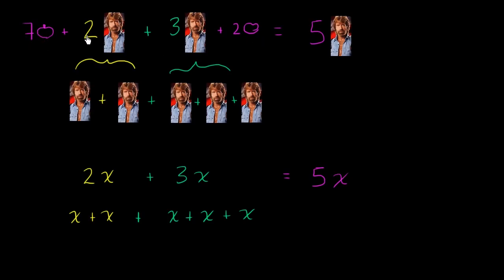Well, I wouldn't add the 7 to the 2 to the 3 plus the 2. We're adding different things here. You have 2 Chuck Norrises and 3 Chuck Norrises, so they're still going to simplify to 5 Chuck Norrises. And then we would separately think about the plums. We have 7 plums, and we're adding another 2 plums. We're going to have 9 plums. So this simplifies to 5 Chuck Norrises and 9 plums.